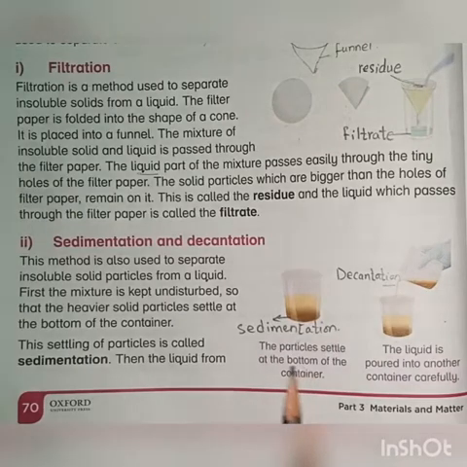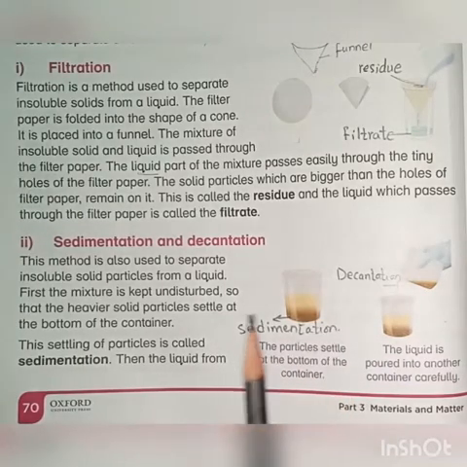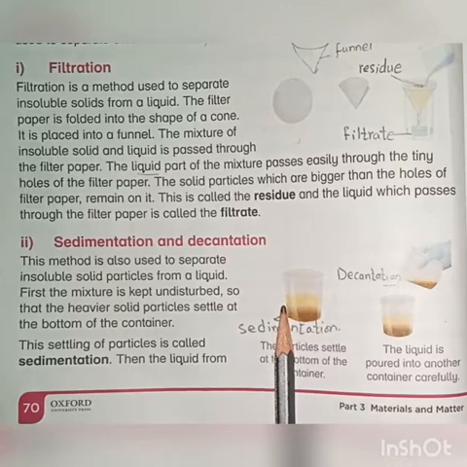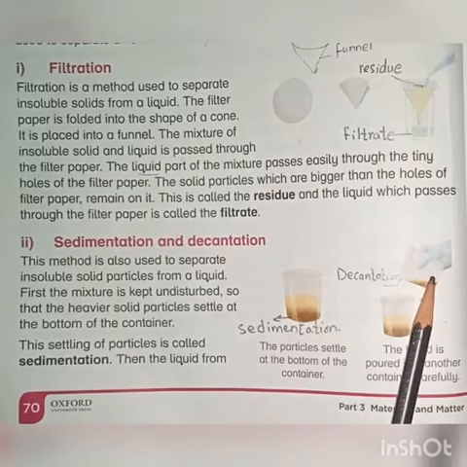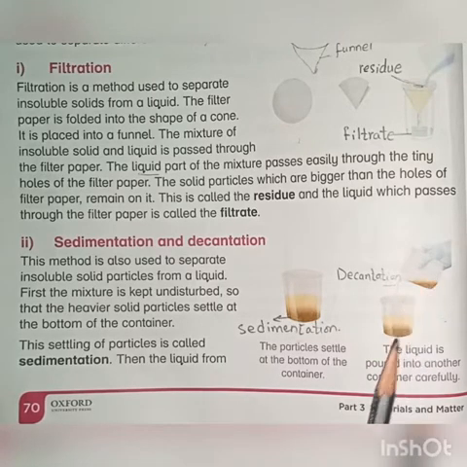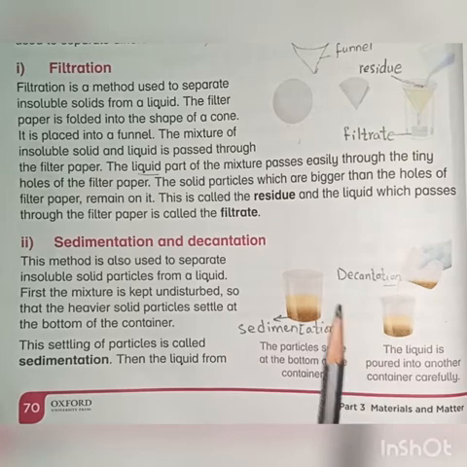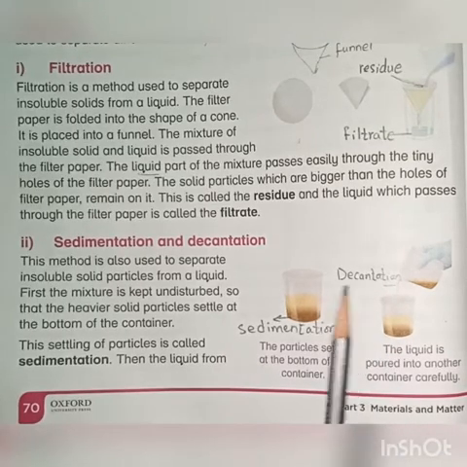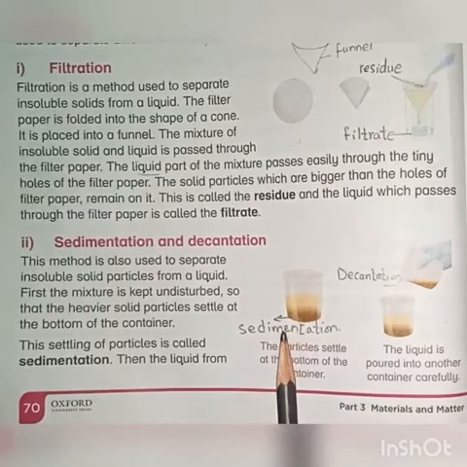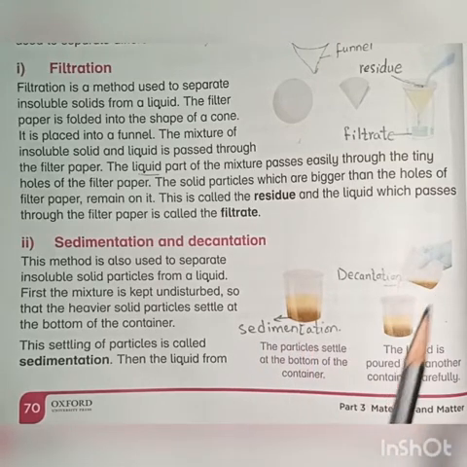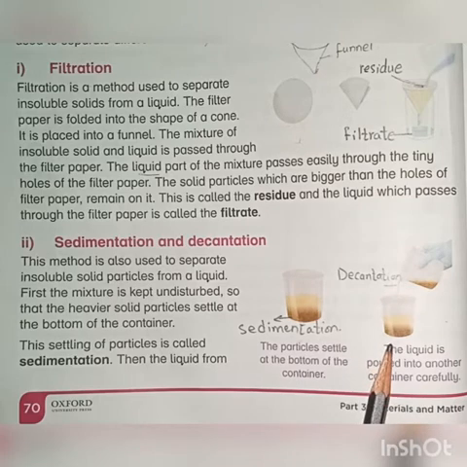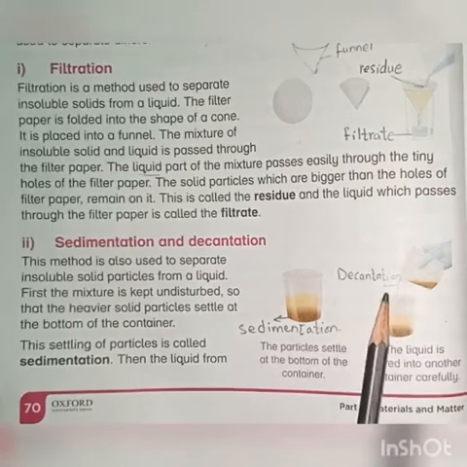After the particles settle at the bottom of container, we will pour this liquid mixture into another container by slightly tilting the container. And the process of pouring this liquid into another container in this way is called decantation. The settling of particles at the bottom of container is called sedimentation, and the process of pouring liquid into another container in this way is called decantation.